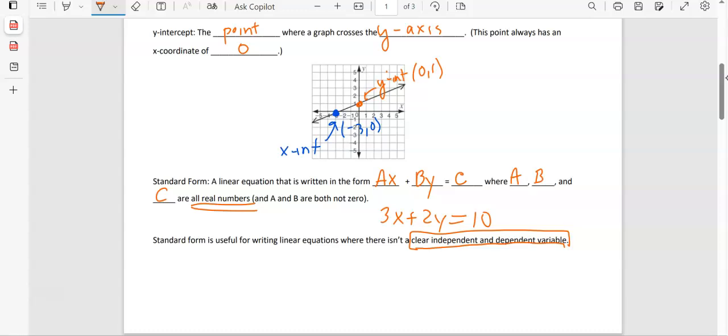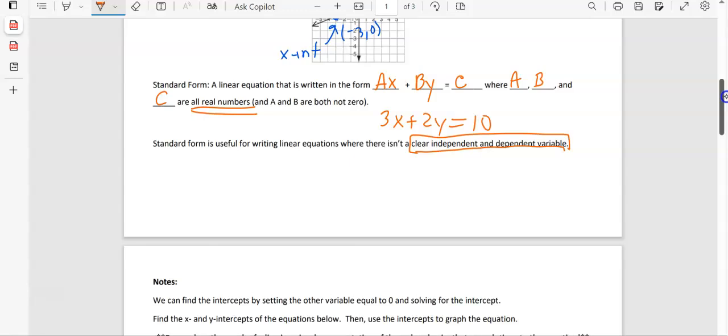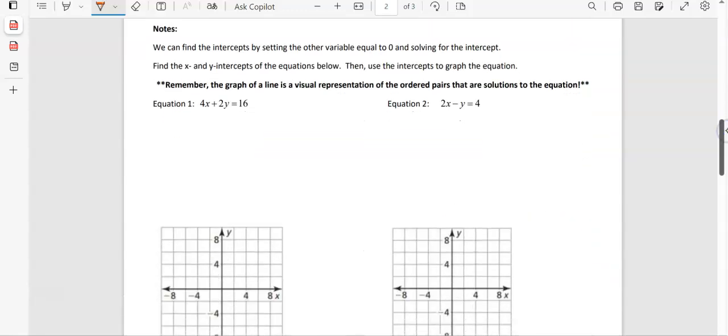Again, we haven't had to decide who our independent and dependent variable is because the equation has been given to us. Sorry, so we haven't had to write the equation using that information, but we've had to pick it out from the equation. So let's take a look at a standard form of an equation and solving and finding intercepts.